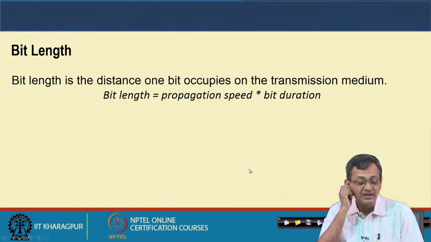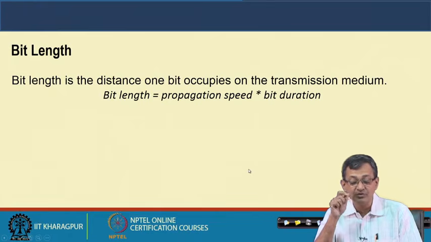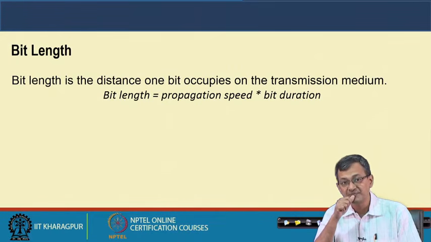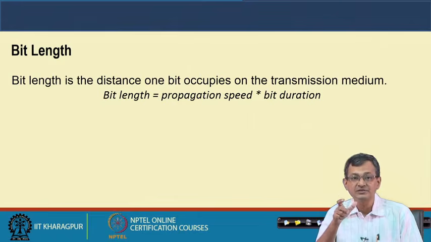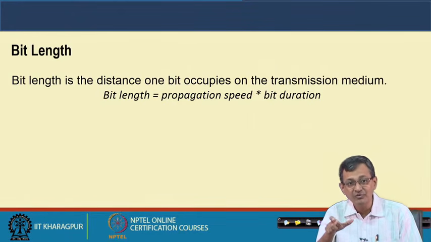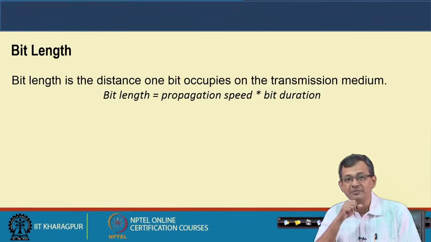There is a concept of bit length. The bit length is the distance 1 bit occupies in the transmission medium. So, bit length is equal to propagation speed into bit duration. So, the duration along with the propagation speed gives me the bit length.